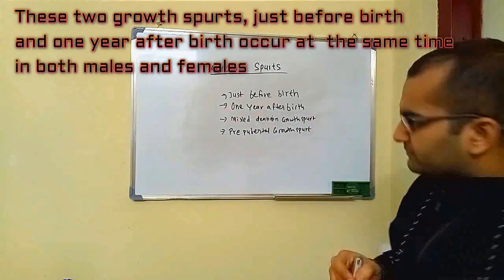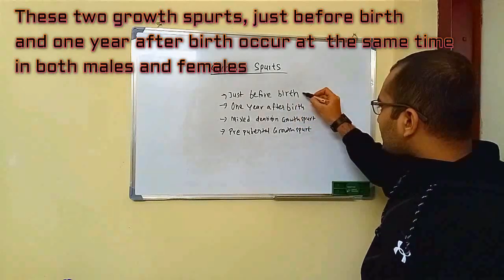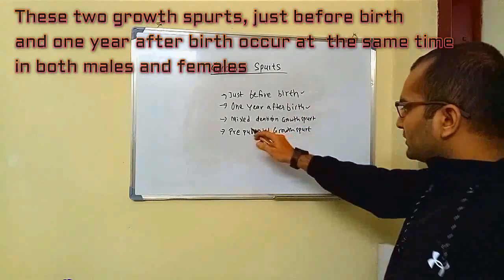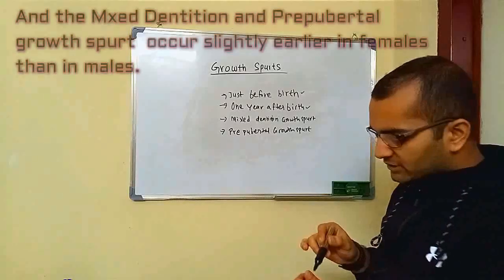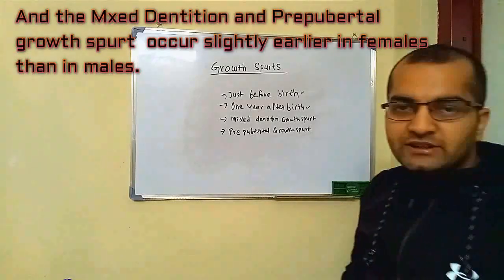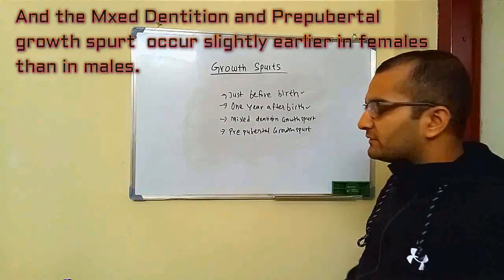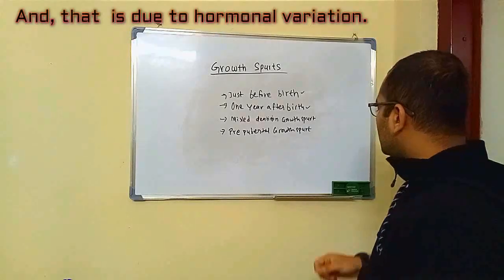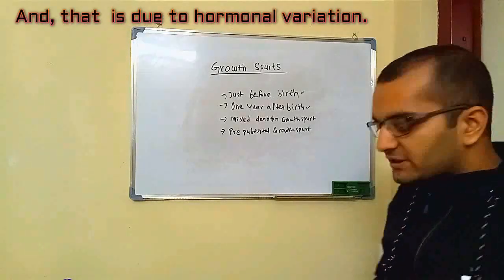The growth spurts just before birth and 1 year after birth are the same for boys and girls, but the mixed dentition and prepubertal growth spurts are slightly earlier in girls, earlier in females as compared to males, and that is due to hormonal variation.